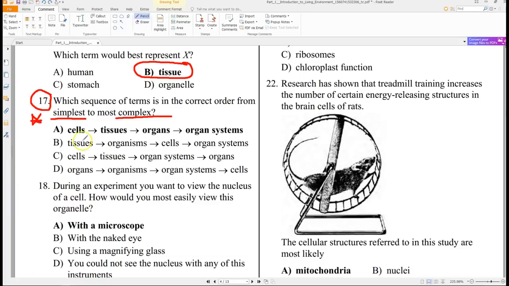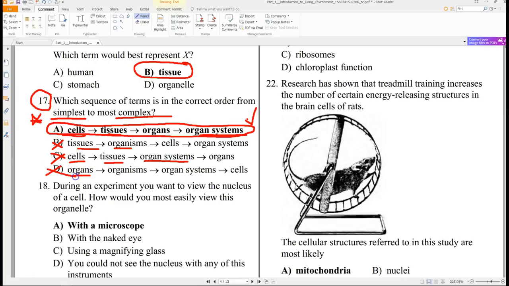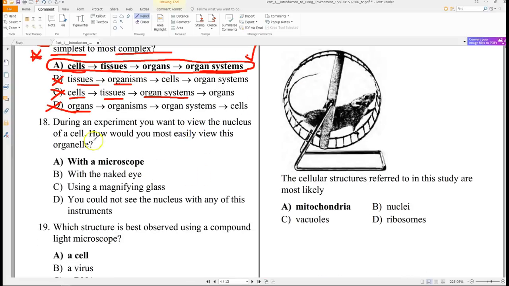Let's see. Cells, definitely pretty small, to tissue, organs, organ system. This is definitely a contender. This is definitely good. Tissue to an organism? No. Cells to tissue? Yes. To an organ systems? No. Organs? Nope. So A was our answer. Next, 18.